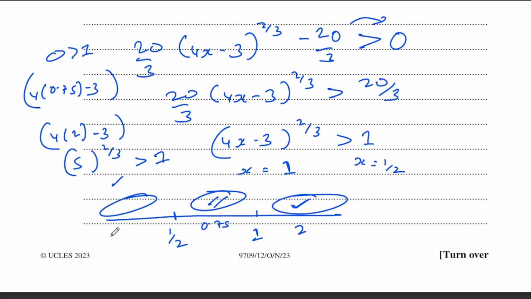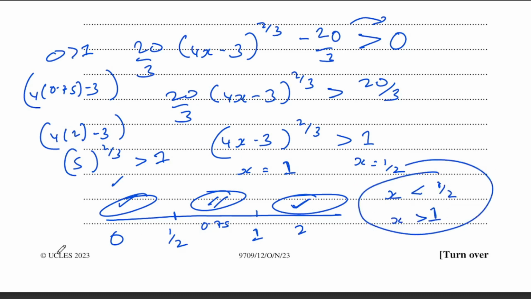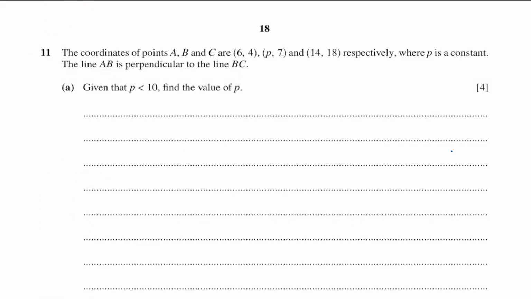And for any part here, so let's just put 0 here, where we're going to look at negative 3, so negative 3 power 2 over 3, that is 2.08, which is greater than 1. So this part also stands. And so our x values for which the function is increasing is any x which is less than a half and any x that is greater than 1. So these two sets of values will give us an increasing function.